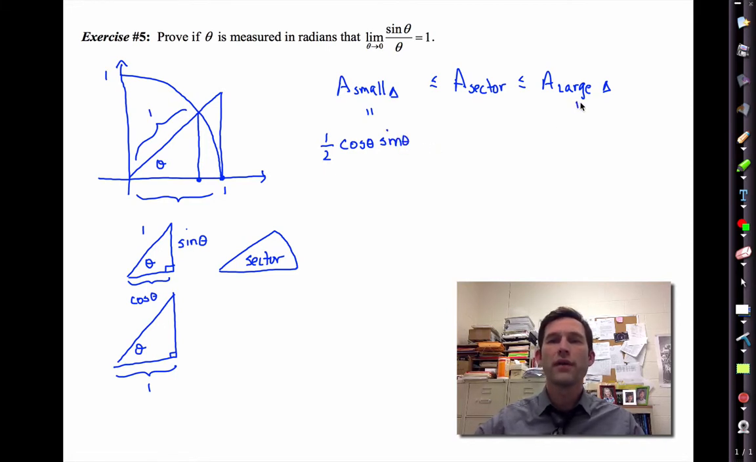Let's now work on the area of the larger triangle. This one's a little bit harder to figure out. Now, that's kind of ironic, because in terms of 1/2 base times height, we already know one of those two. The base is 1. The question is, what's the height? I'd like you to think about that for a minute. What would the height be in terms of theta, and specifically in terms of a trig function that involves theta, right? Think about that. Pause the video if you need to.